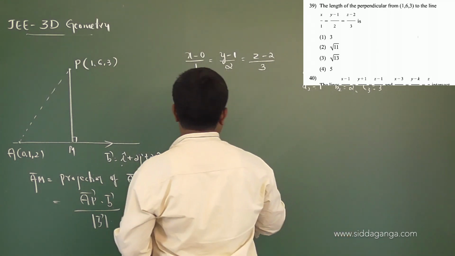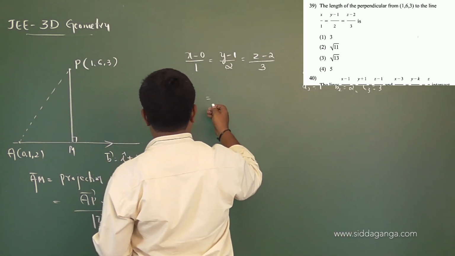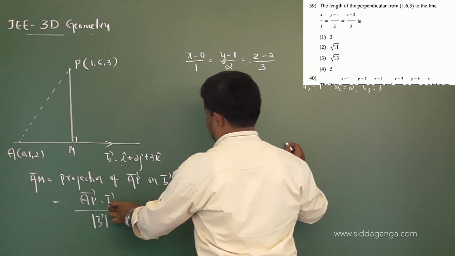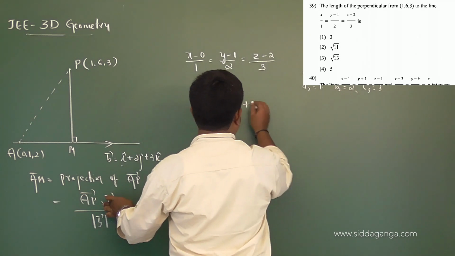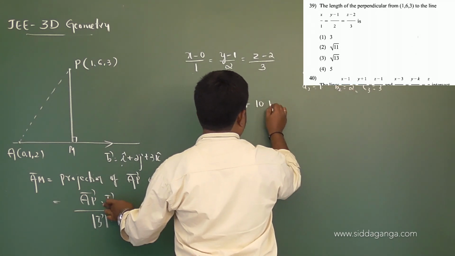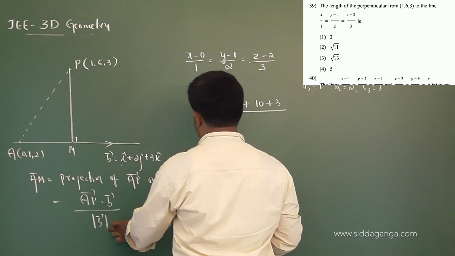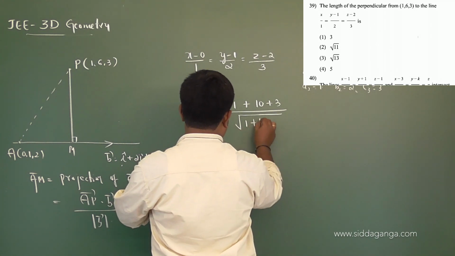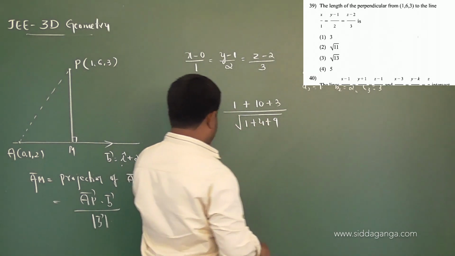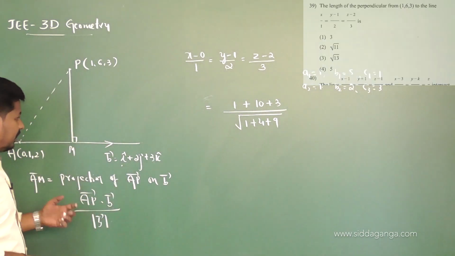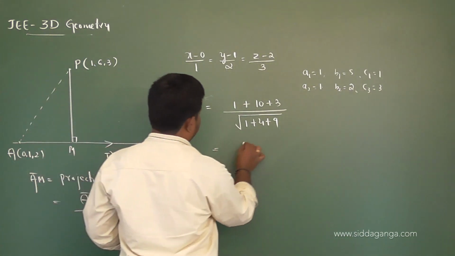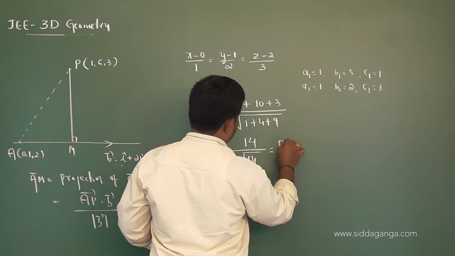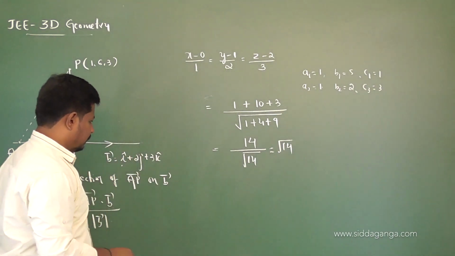Now, A1 A2 plus B1 B2, so that is what I am finding, the dot product of these two. A1 A2 plus B1 B2 plus C1 C2 whole divided by magnitude of B. Magnitude of B means root of 1 square plus 2 square plus 3 square. This is your projection of AP on B. So, what do you get? 14 divided by root 14, which is the same as root 14. So, AM is root 14 now.